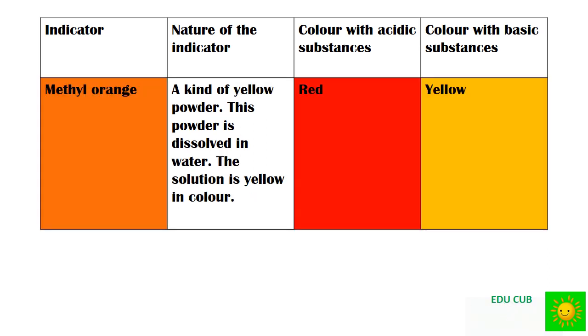Methyl orange, a kind of yellow powder. This powder is dissolved in water. The solution is yellow in color. With acid, it's red. With bases, it's yellow.